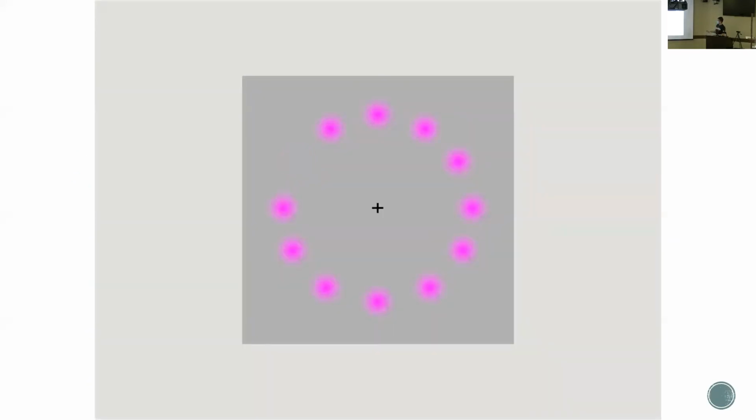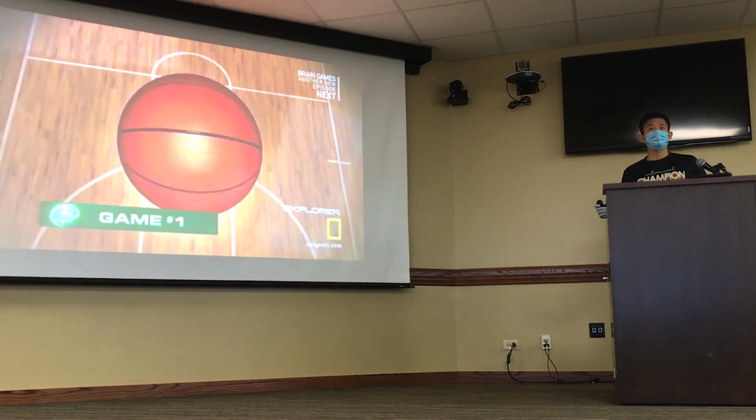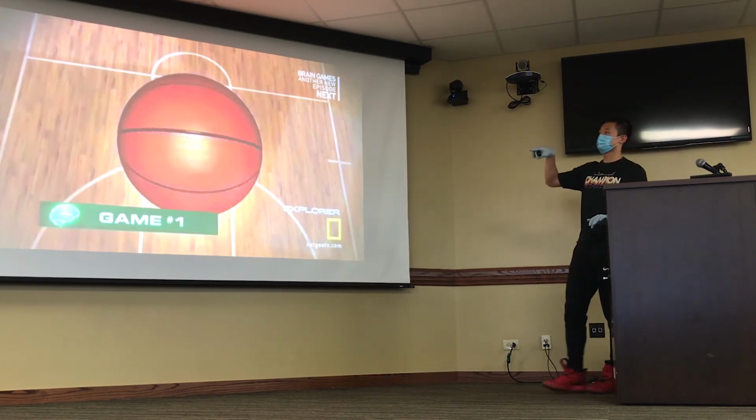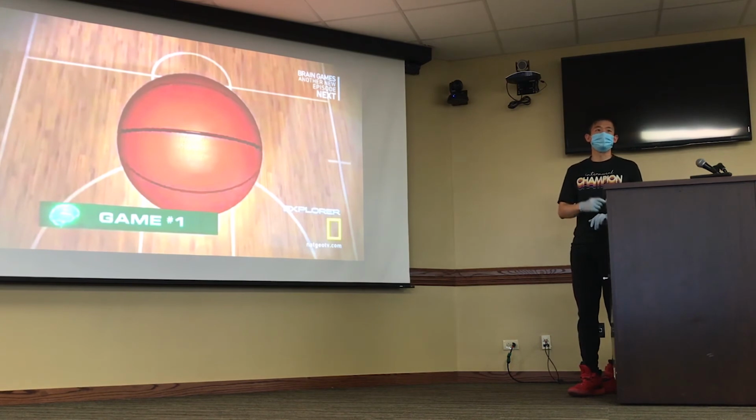So now focus on the center. Just keep focusing, don't look at anything else, and tell me what you see. The purple circles just disappear. Do you guys see it? Do you see the purple circles disappear and then you see a green circle moving around? Do you see that? Okay, so that's apparent motion. You perceive the still images to move around. I hope it doesn't make you dizzy.